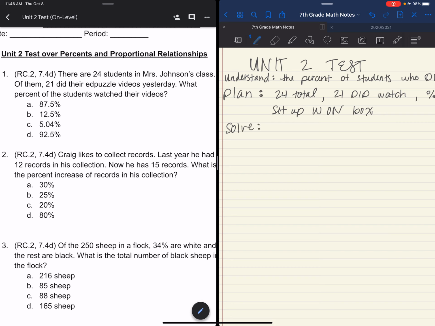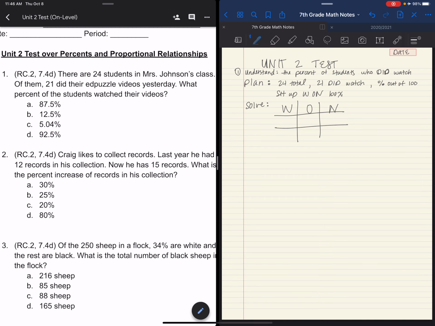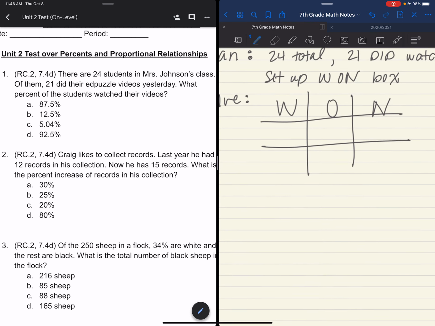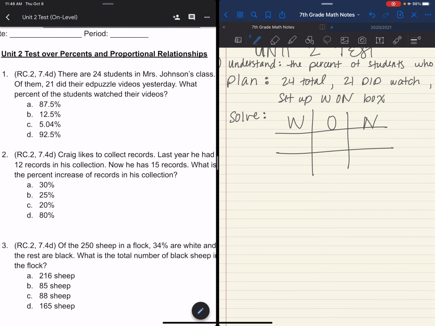This is where I'm going to set up that 1 box. Words, original, and new. And if you guys notice, I'm using a lot of room for this question, and that is okay. We want you guys to be very clear with your math. We want you to be organized. We want you to write everything out so you know what you're doing. My words are going to be part over whole.